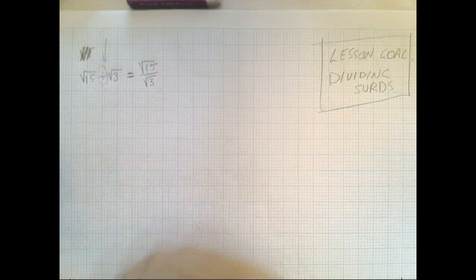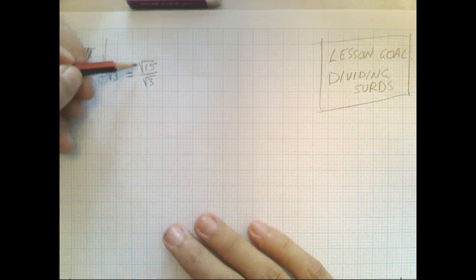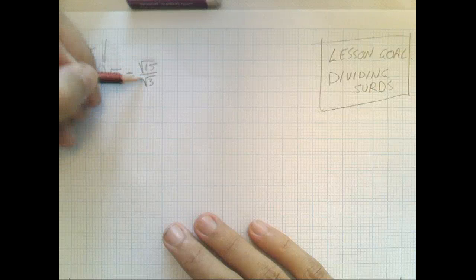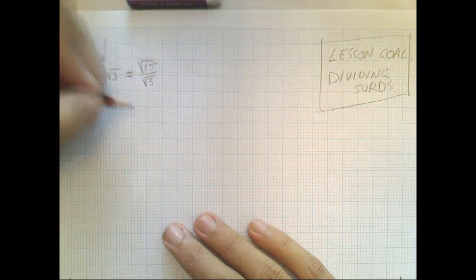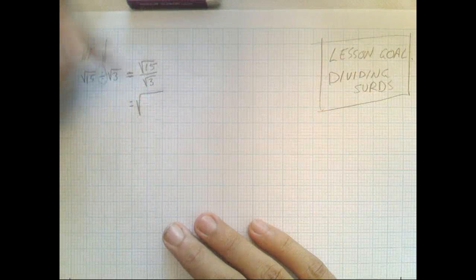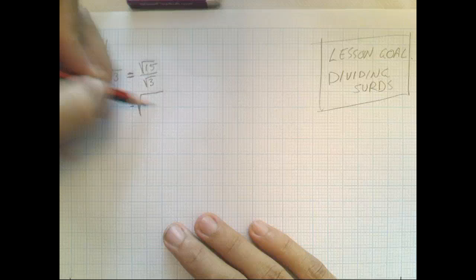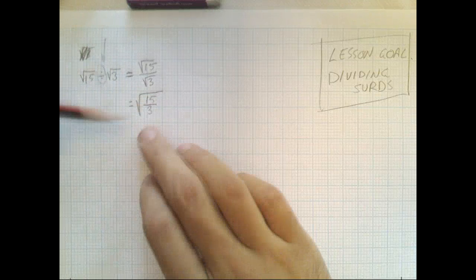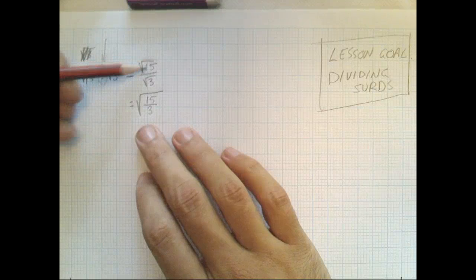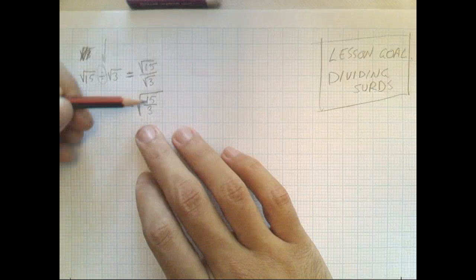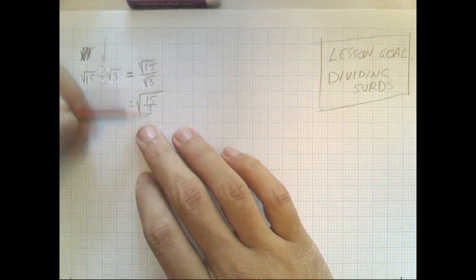Okay, first step in division of surds is to realize that this can be written as a single surd. At the moment it's a surd divided by another surd, but you can write it as a single surd. The way that you do it is, draw one big surd here, and then write the numbers in it. So now this says that the root of 15 divided by the root of 3 is equal to the root of 15 divided by 3.